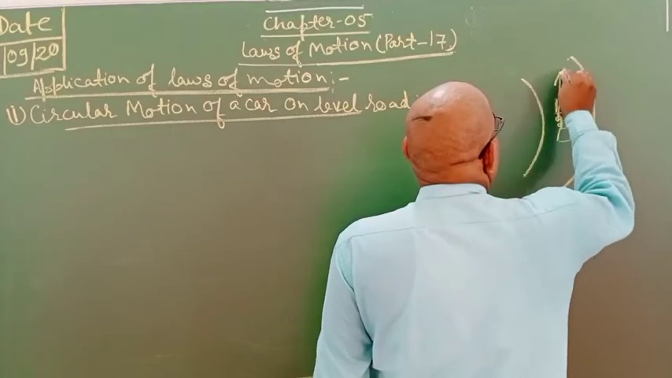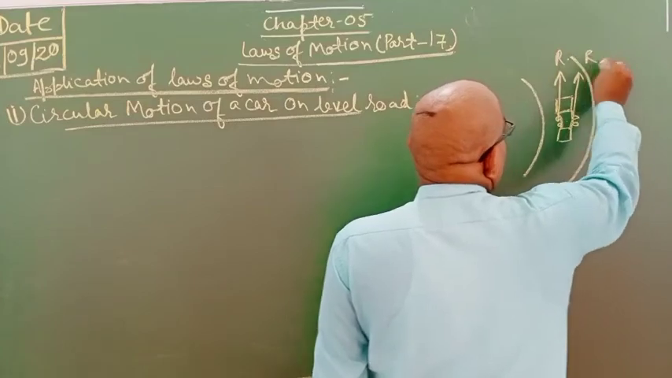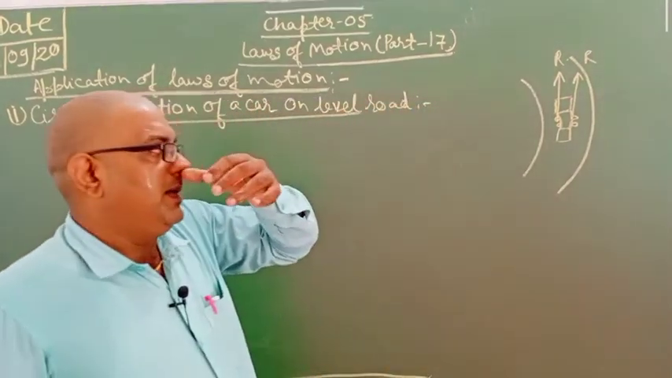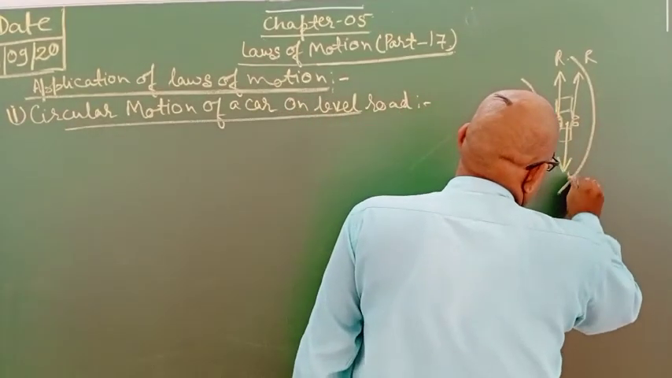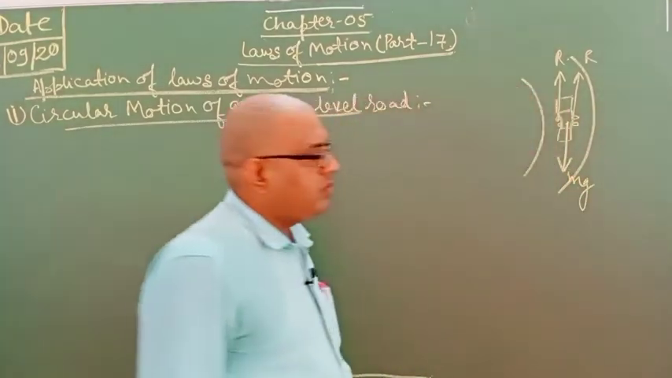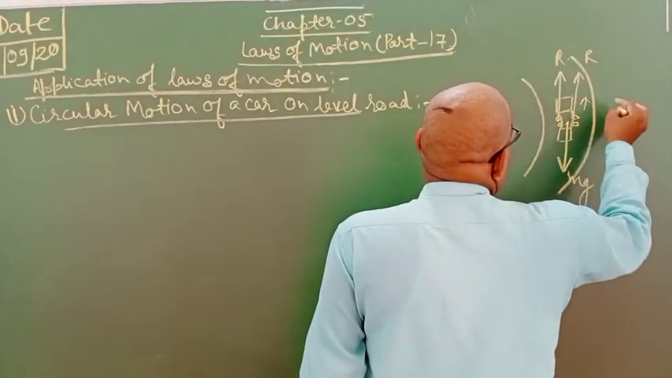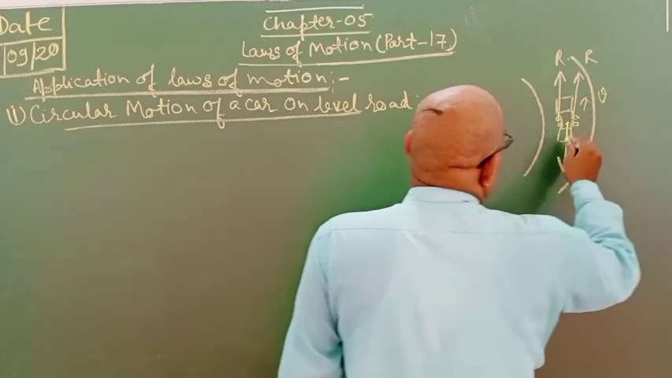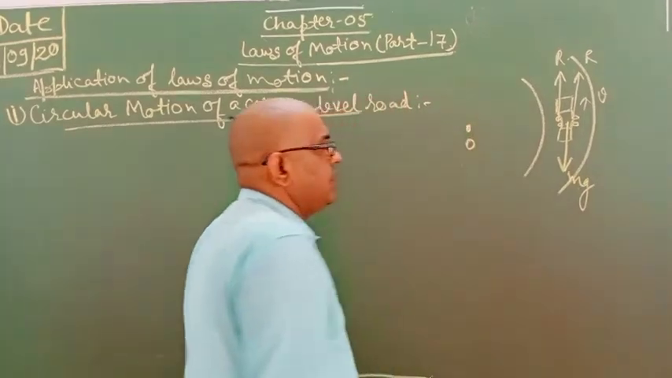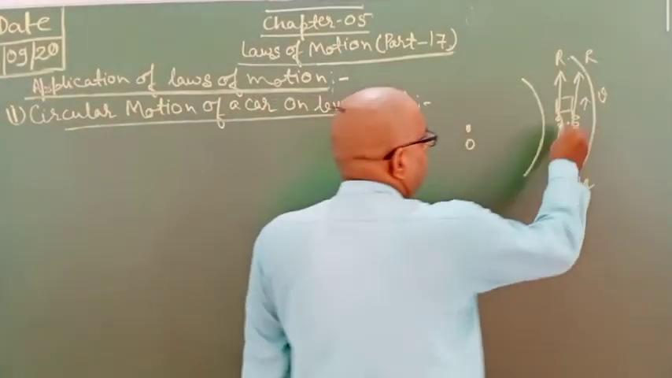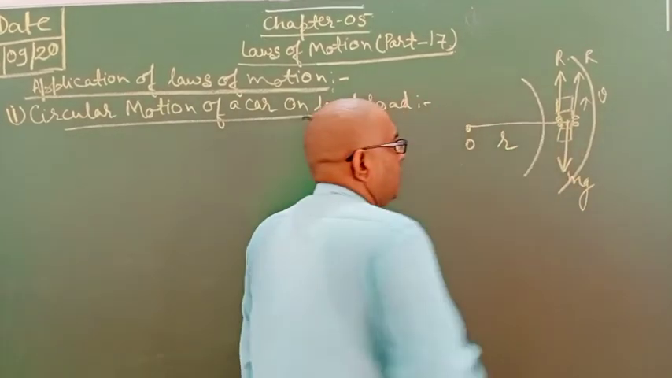There is a normal reaction. Normal reaction R is acting due to the level road, and mg is the weight of the car on the level road. If the car is moving with velocity v, and suppose this is the center of the curve, and this is radius r.